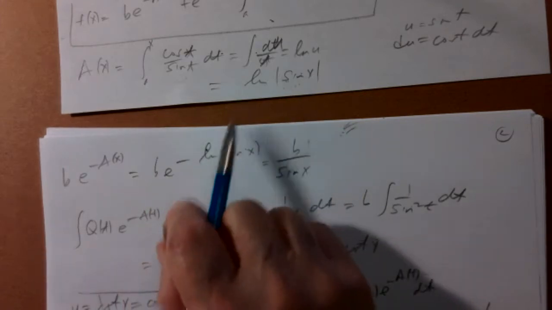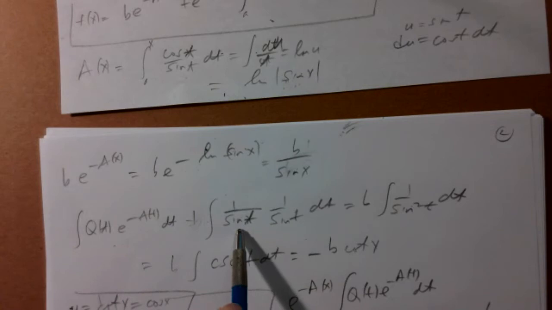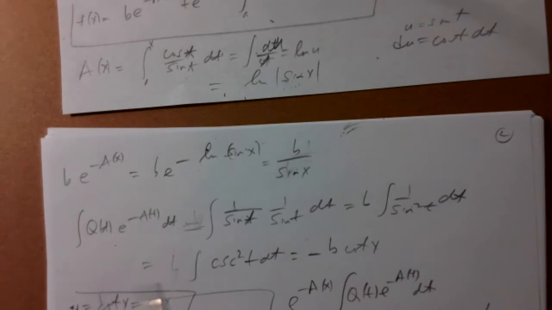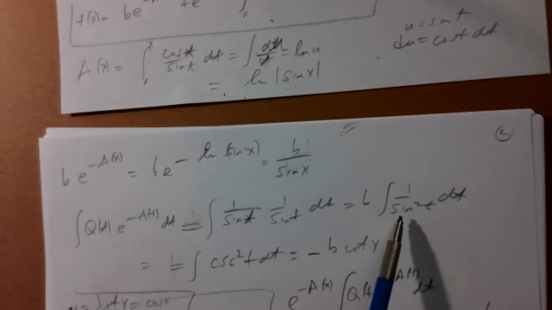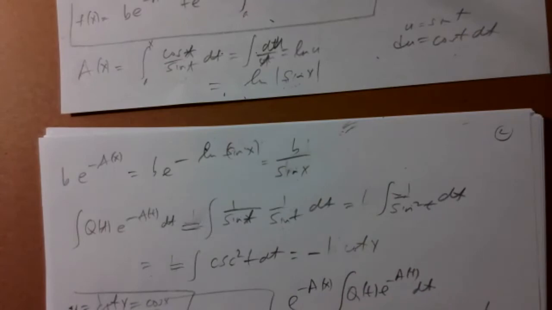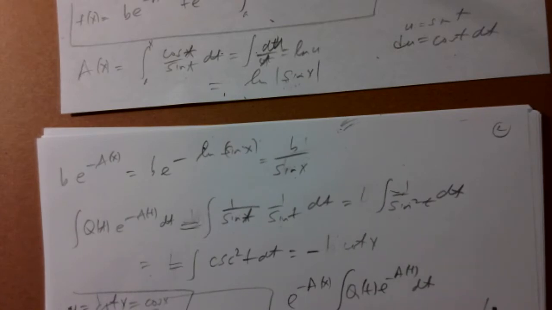I don't know why there's a b here. Get rid of that. The integral of q of t e to the minus a of t. Q of t is the cosecant, that's 1 over the sine. Times 1 over the sine, that's 1 over sine squared, which is the cosecant squared. The derivative of the cotangent is minus the cosecant squared. So this is minus cotangent x. So e to the minus a of x times this is minus 1 over sine cubed x.